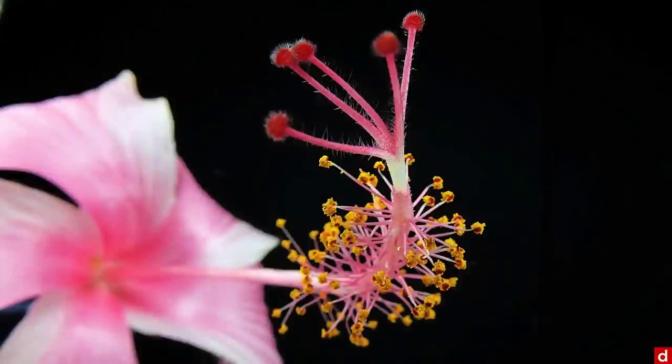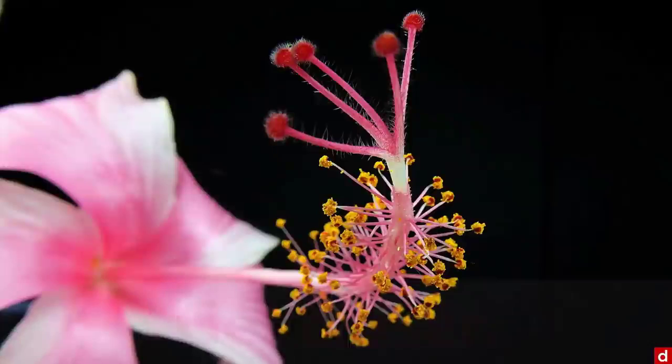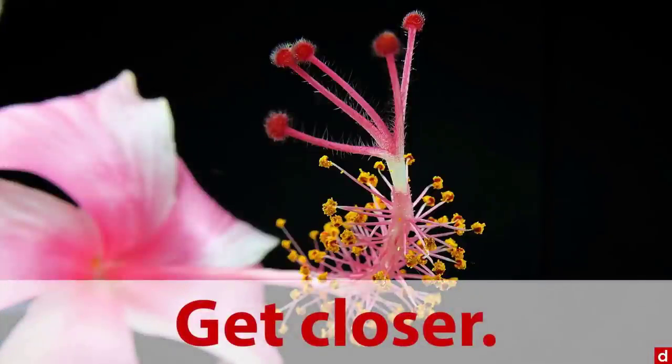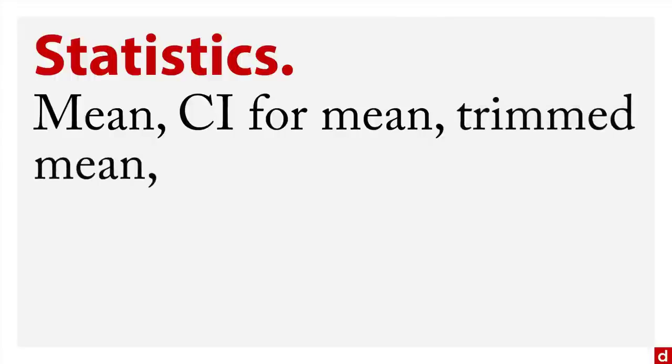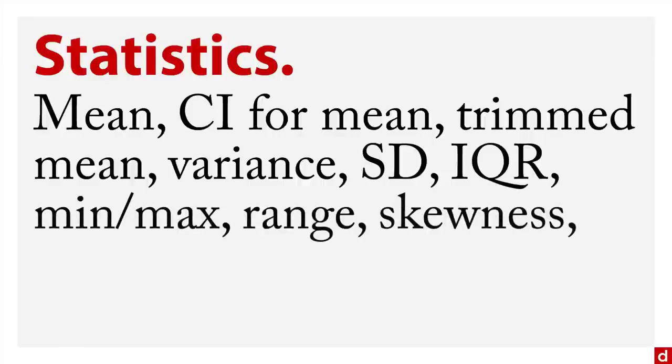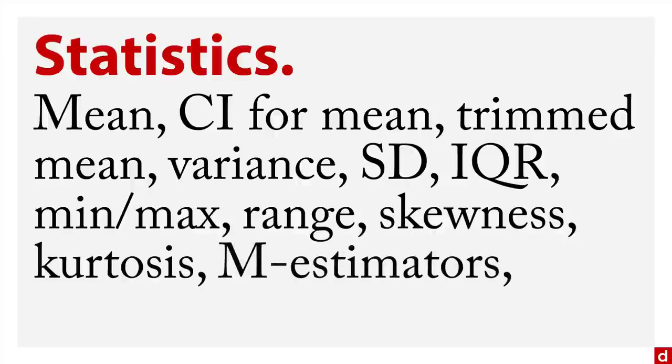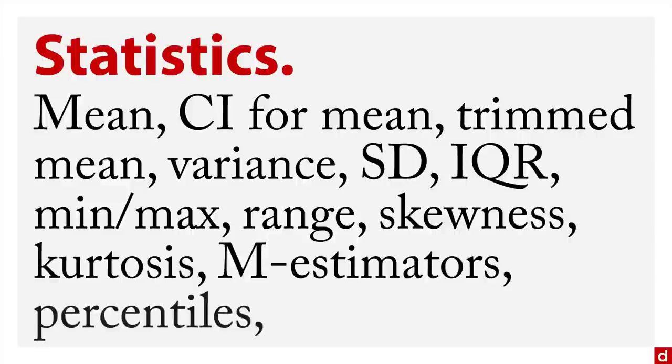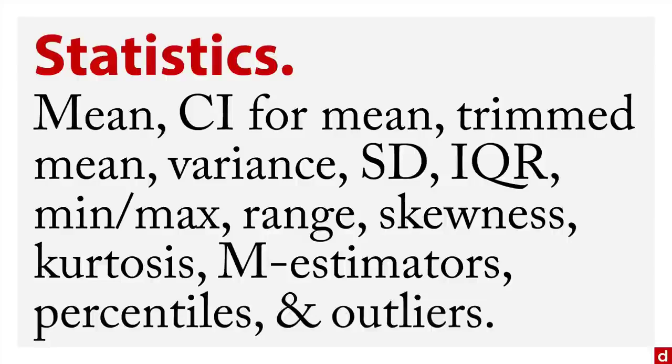I like to think of this as a way to get a lot closer, get a little macro view on your subject, get closer and see what's there in detail. Now, the Explore command is going to give you a bunch of statistics. It can give you the mean and the confidence interval for the mean and the trimmed mean, as well as the variance, the standard deviation, the interquartile range, the minimum and maximum, the range, skewness, kurtosis, a collection of M-estimators, which are special robust ways for measuring the center of a distribution, percentiles, which we've seen before, and lists of outliers.